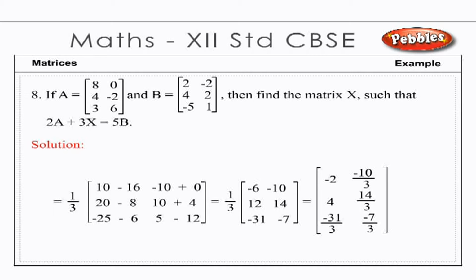From the above, we get the matrix X = [−2 −10/3 4; 14/3 −31/3 −7/3].